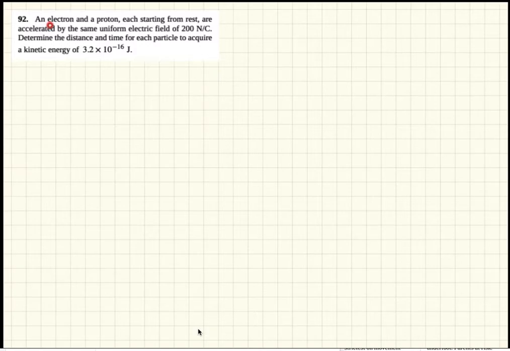This problem says an electron and a proton, each starting from rest, are accelerated by the same uniform electric field of 200 newtons per coulomb. Determine the distance and time for each particle to acquire a kinetic energy of 3.2 times 10 to the minus 16 joules.